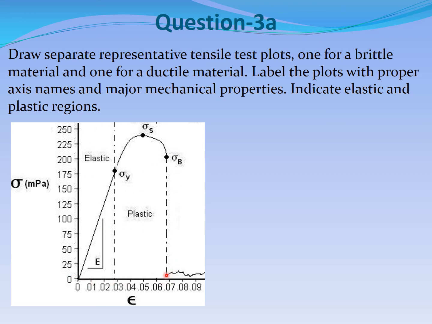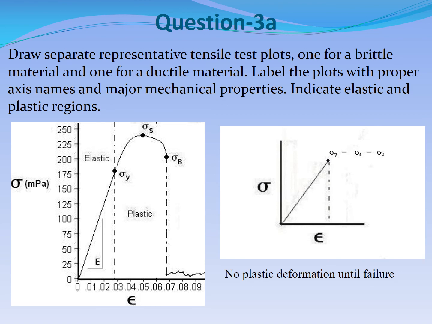But if you write here epsilon F, epsilon at fracture as ductility, then this would be very nice. So this is a traditional ductile material, and this is a traditional brittle material. Its curve finishes almost at the yield point. It goes a little further, but it does not do a lot of plastic deformation. So mostly the yield point and ultimate strength and fracture strength are all the same.